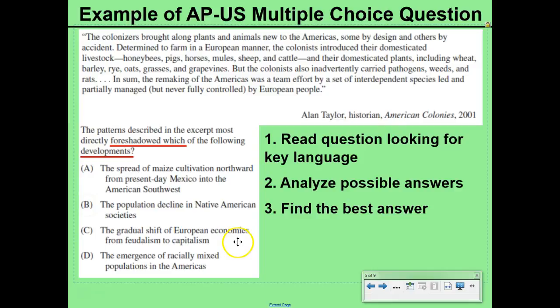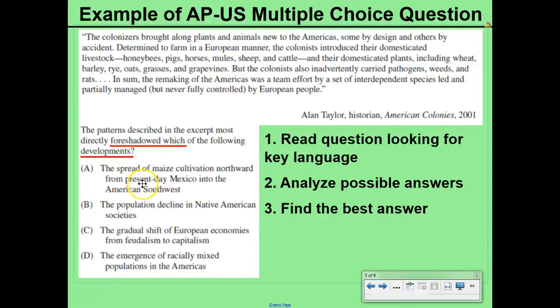C, the gradual shift of European economies from feudalism to capitalism. We know this is something that takes place. We know capitalism was spurred and increased from the Columbian Exchange and colonization, so that one's going to be there. That's a possibility. D, the emergence of racially mixed populations in the Americas. We know that eventually after the Columbian Exchange, the Spanish come over and need labor, and they start to import African slaves. But now we've got to figure out which one's the best.